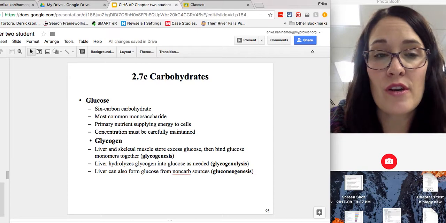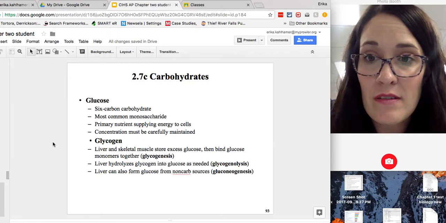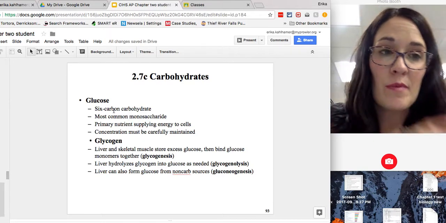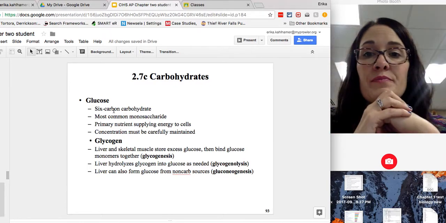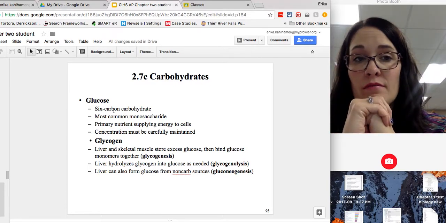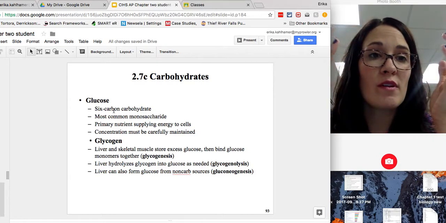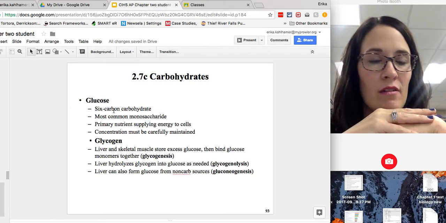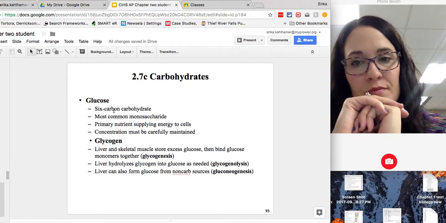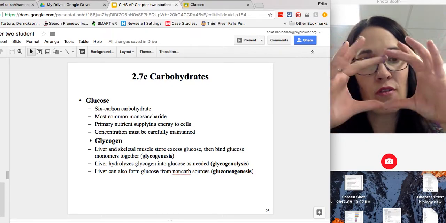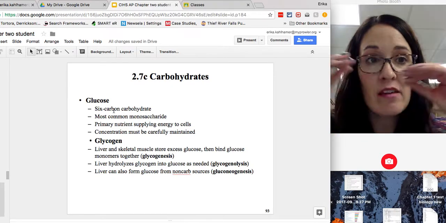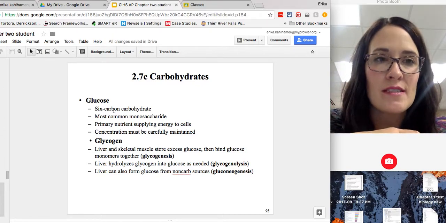Glucose is the simple sugar that's most common that you think of. It's made up of 6 carbons together. Why do you need it? It provides nutrients for energy. And you must maintain blood glucose levels very evenly. That needs to be maintained by homeostasis.